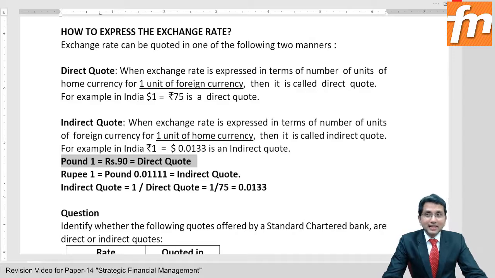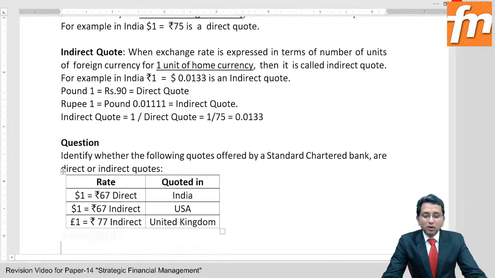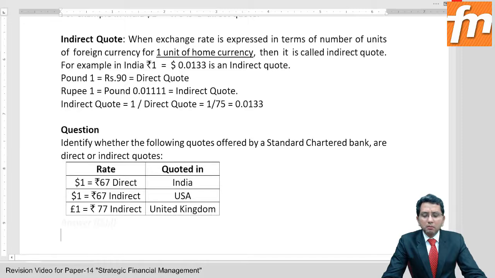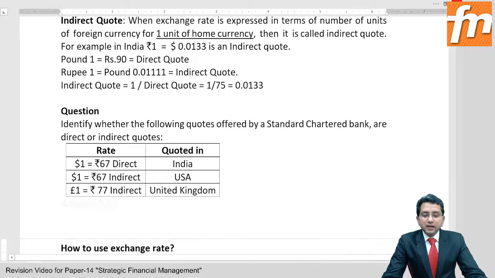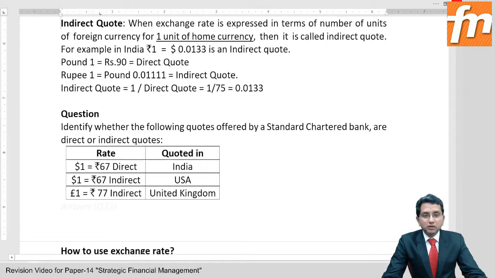What does it mean? This direct code and indirect code are relative terms, and if you change your country, then the direct will become indirect or indirect will become direct. In further discussion, we will not bother much about the direct and indirect code. Even if the direct code is given, we will use it. Even if the indirect code is given, we will use it. And we will never try to convert direct into indirect or indirect into direct.